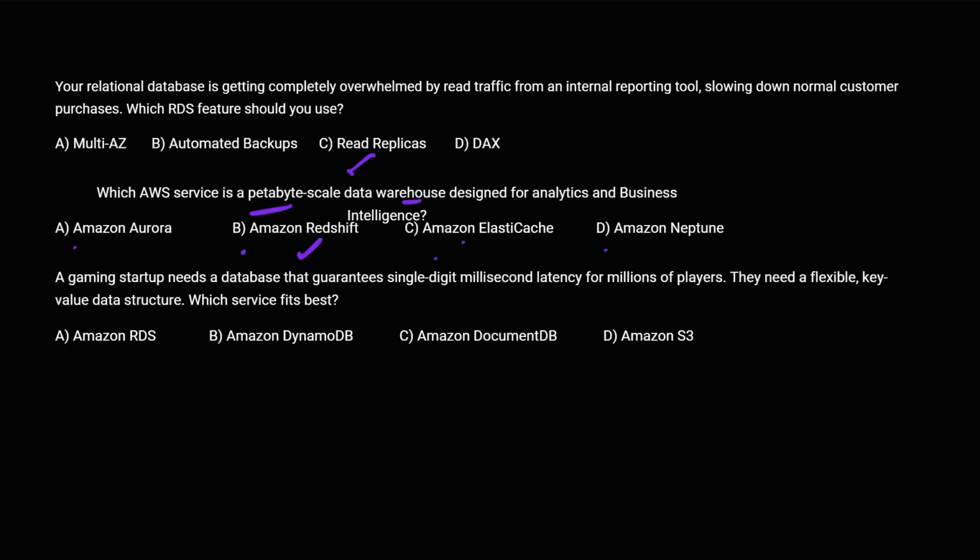The next question we have is, a gaming startup needs a database that guarantees single-digit millisecond latency for millions of players. They need a flexible key value data structure. Which service fits best? So we have Amazon RDS, Amazon DynamoDB, Amazon DocumentDB, Amazon S3. Pause here, read the question again and think about it. What should be the answer?